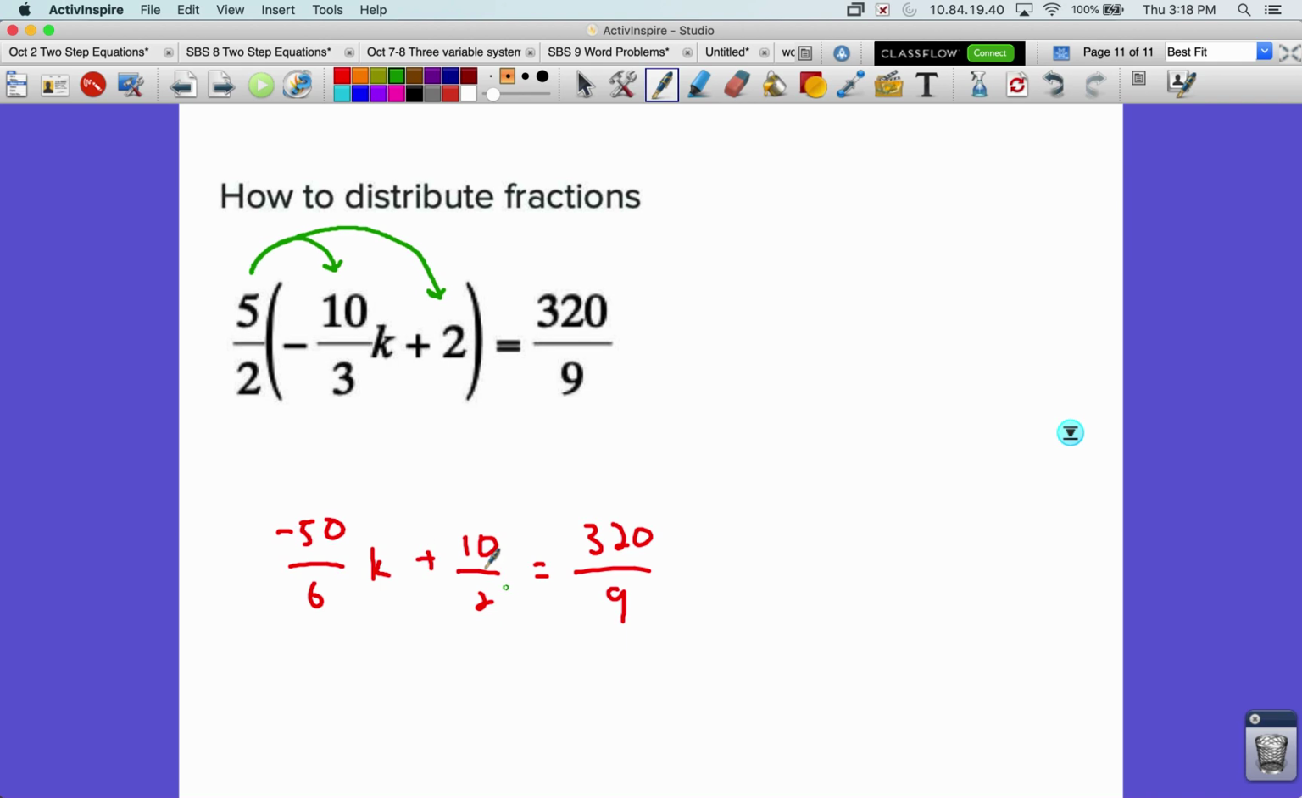10 divided by 2 is just a 5, so I'll write that as a 5, and then I'll subtract 5 from both sides. I need to turn 5 into something with a 9 on the bottom, so I multiply 5 by 9 over 9 to get that this is 45 over 9. So I'm going to subtract 45 from 320. 320 minus 45 equals 275 over 9.